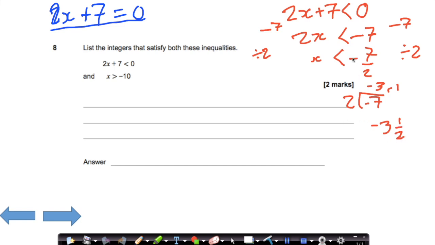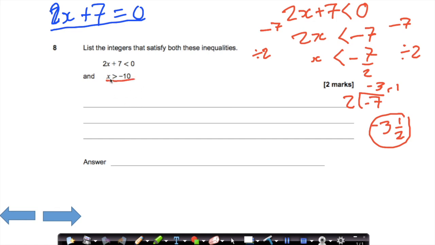So this is the same as this, but leaving it in improper fraction form will actually be easier maybe when you move on to something like an A-level paper. This symbol might be a little bit easier, but for understanding it's important to know that these two are the same. So this is the mixed fraction version of the improper fraction minus 7 over 2.